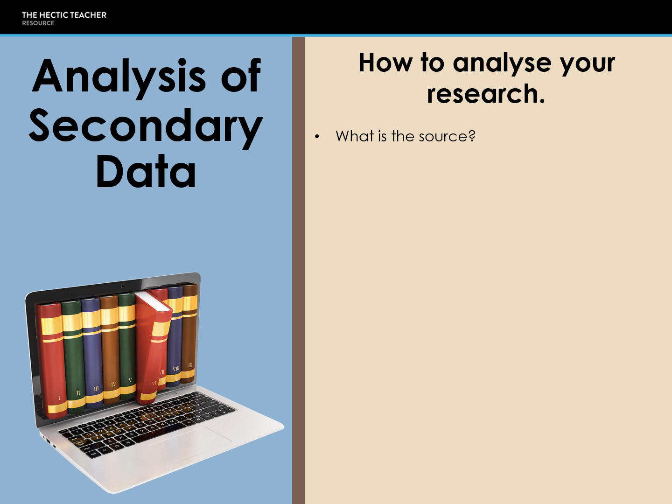So first of all, where did it come from? For example, a university website or journal is going to be more valid, more reliable than Wikipedia. Okay, Wikipedia is open source, universities have peer review and all the rest of it. Okay, was it useful to your project? And how was it useful? And if it wasn't useful, why wasn't it useful?